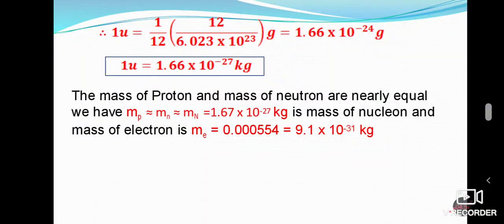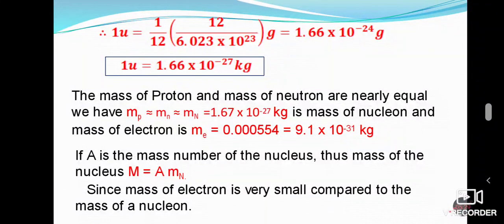And the mass of electron, we already know, me is equal to 9.1 into 10 to the power of minus 31 kg, or we can also write it as 0.000554 U, that is atomic mass unit. So the mass of proton and mass of neutron, which are the same, are of the order of 1.67 into 10 to the power of minus 27 kg, and the mass of electron is 9.1 into 10 to the power of minus 31 kg.